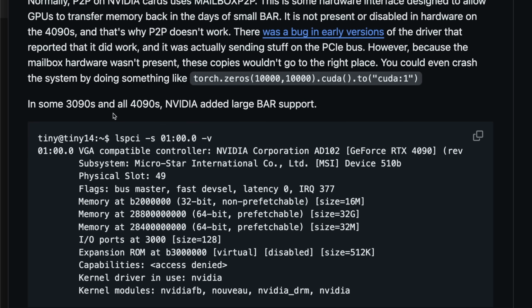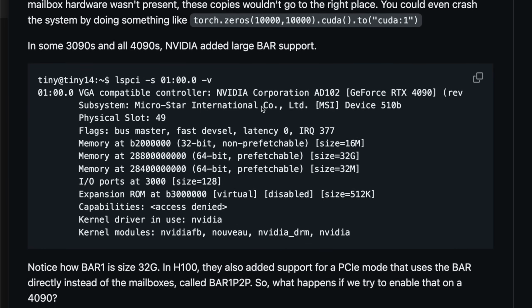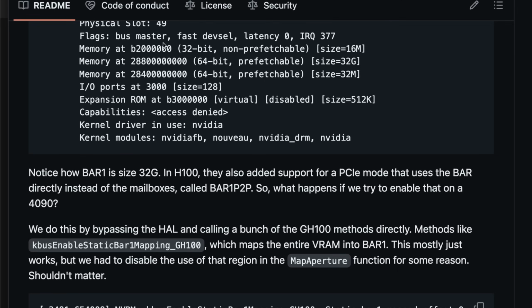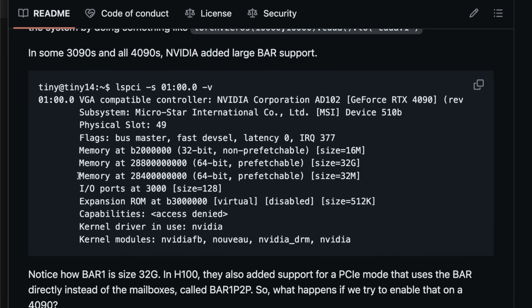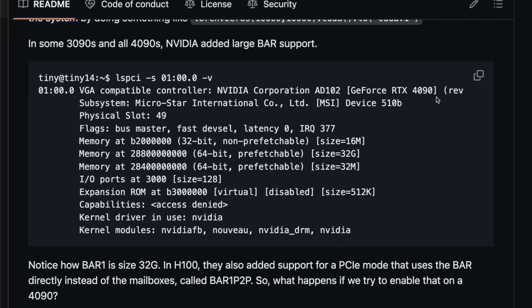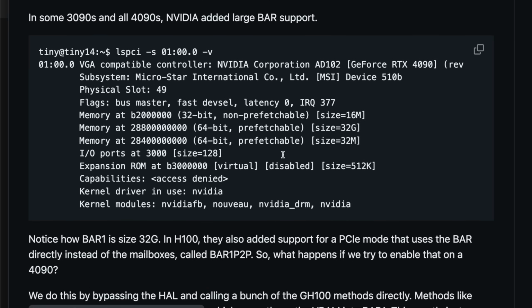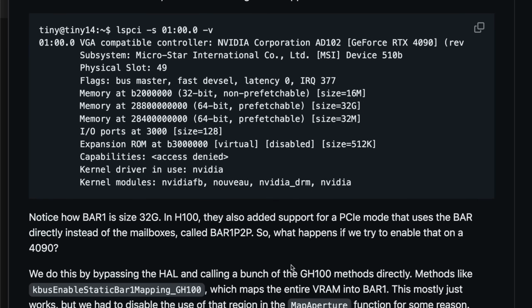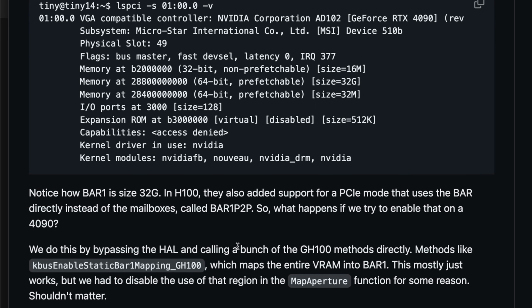Now, what's interesting is in some 3090s and all 4090s, NVIDIA added large BAR support, which is a lower level protocol that is only used for sending raw data between memory. And this is also present in H100s. So you can see here, if we look at, for instance, this RTX 4090, we see a lot of similar things that we would actually see in an H100. You can see that BAR1 is size 32G, and in the H100 they also added support for a PCIe mode that uses BAR directly instead of mailboxes, called BAR1 P2P. So someone just asked the question, why can't we turn that on in a 4090 if the hardware is already there to support this protocol?